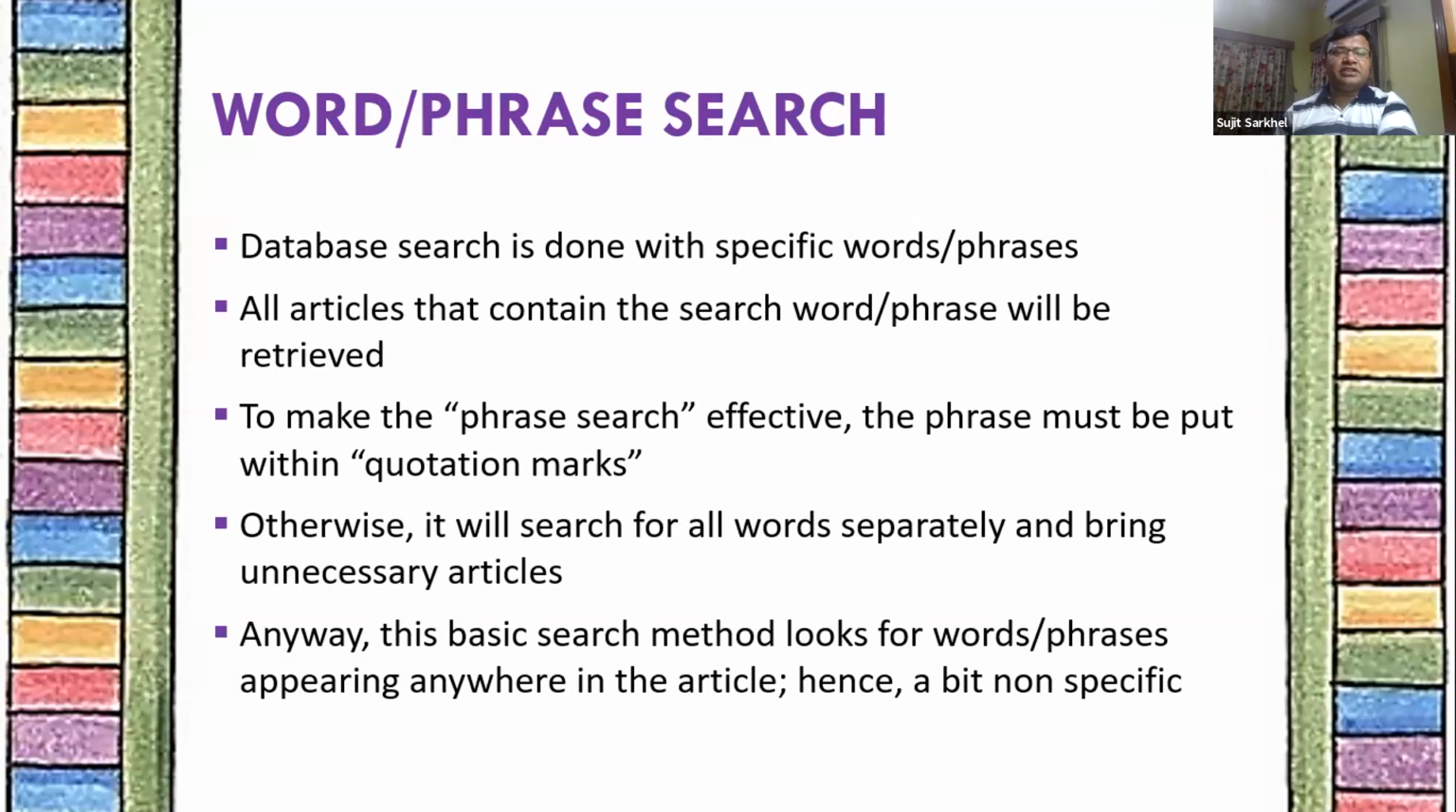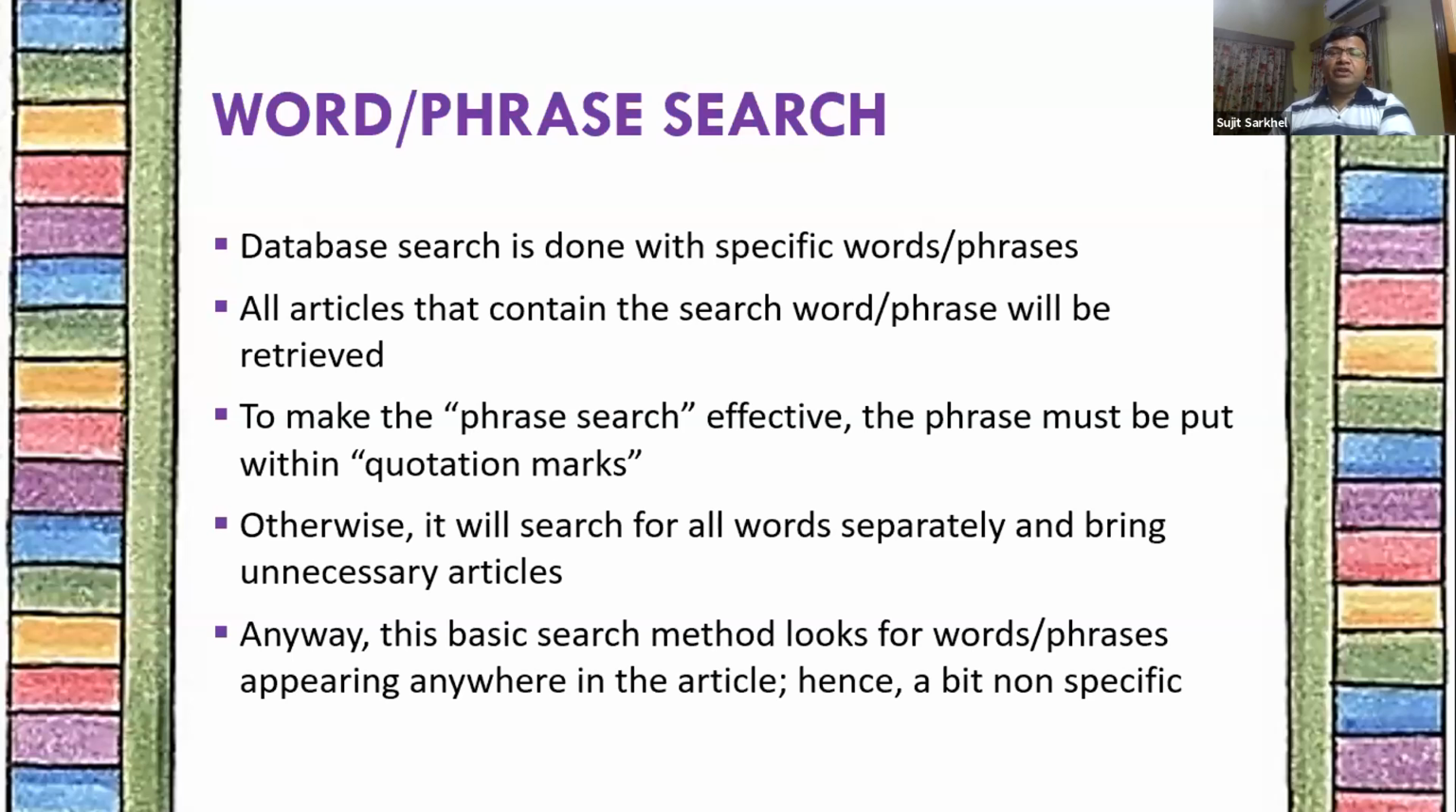So what is a word or a phrase search? The database search is done with specific words or phrases. For example, you want to search for major depressive disorder. All articles that contain the search word or phrase will be retrieved. To make the phrase search effective, the phrase must be put within quotation marks. Now this is important. If you just type major depressive disorder, I will show it to you, it may yield many more articles because the search engine will look separately for major, separately for depressive, and separately for disorder.